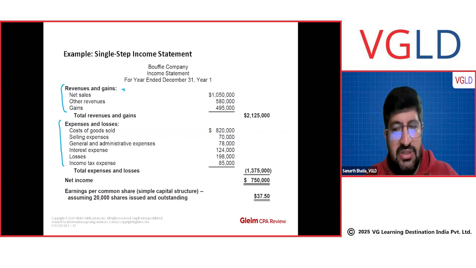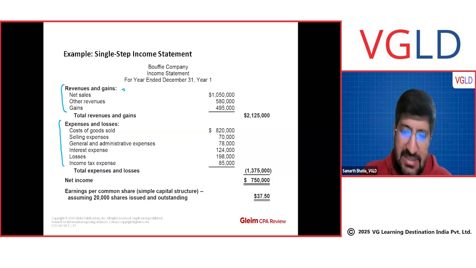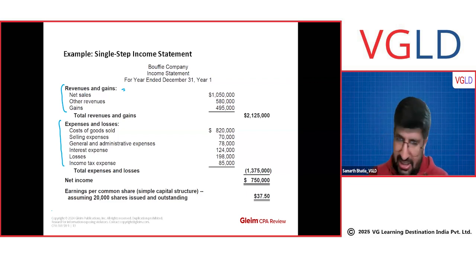So cost of goods sold, selling expenses, G&A expenses, interest expense, losses, income tax expense, everything will be combined, and we have the total expenses and losses. When we subtract the expenses and losses from total revenue and gains, we have a net income. And when we divide the net income by the number of shares outstanding, we get the earnings per common share.